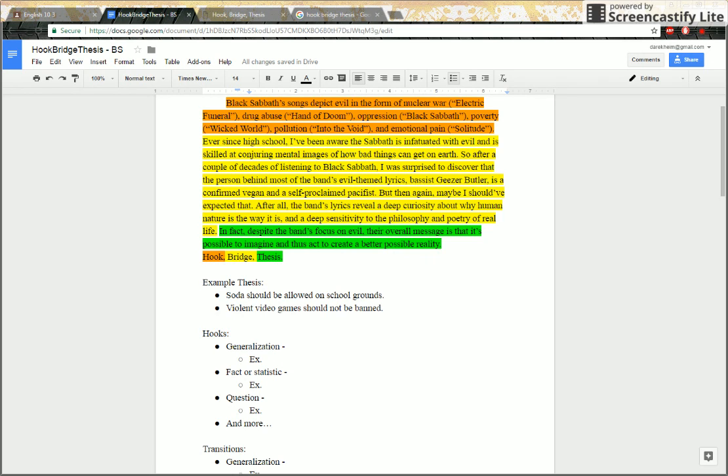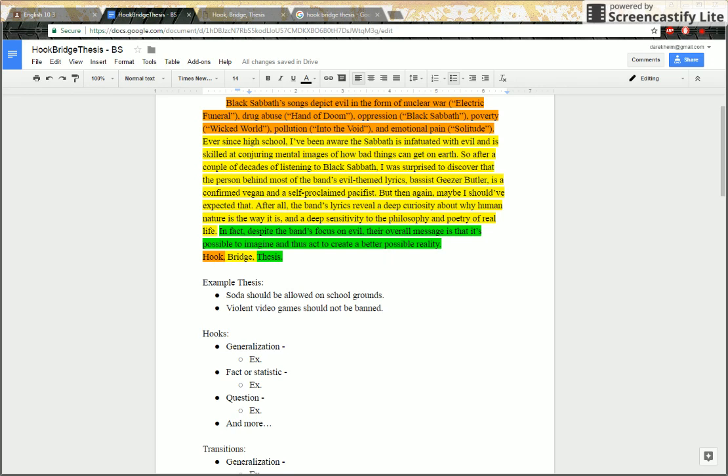The hook, which in this sample paragraph is in orange, the bridge is in yellow, and the thesis in green. We already learned about the thesis last class period. This document will be available on Google Classroom for reference. Before we get into the lesson, I'd like to review the thesis.